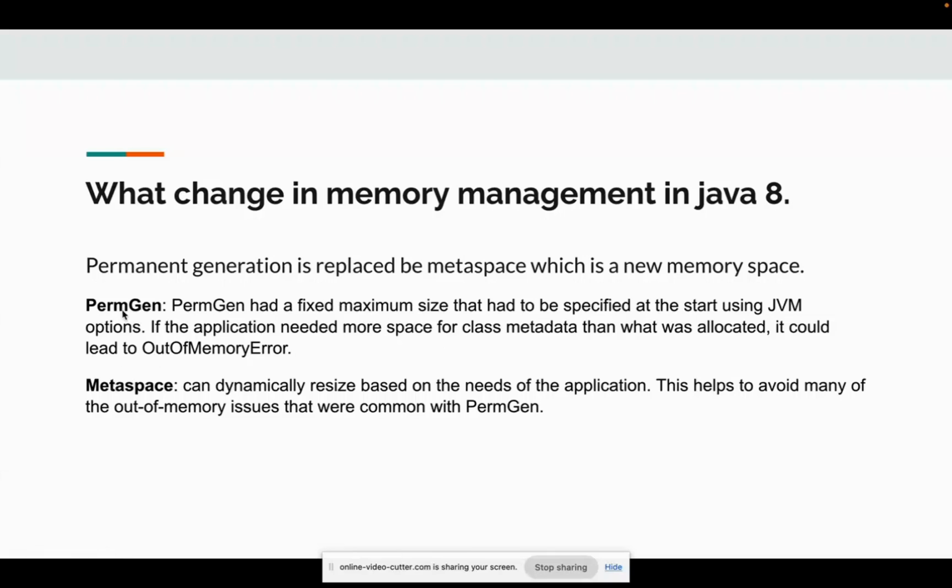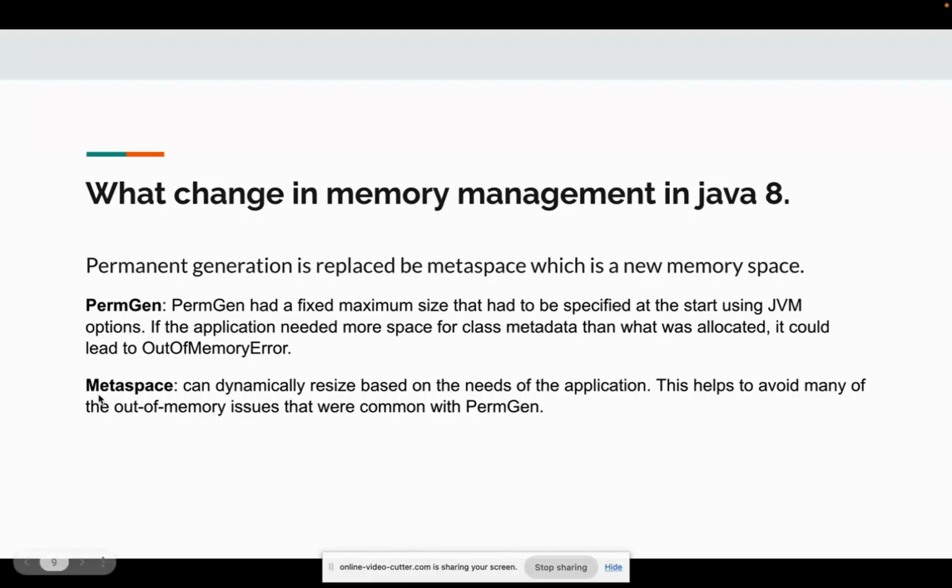So that's why permanent generation is replaced by Metaspace. Metaspace can dynamically resize based on the needs of the application. It helps to avoid many out of memory issues that were common with the permanent generation. Actually, the permanent generation size can be modified manually, but manually modifying the size is not efficient, right? So that's why Metaspace comes into our picture.